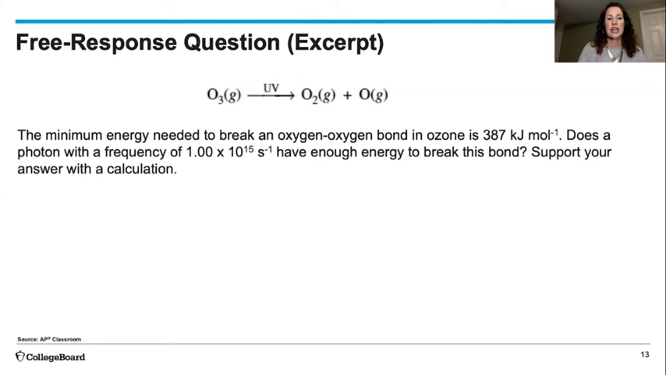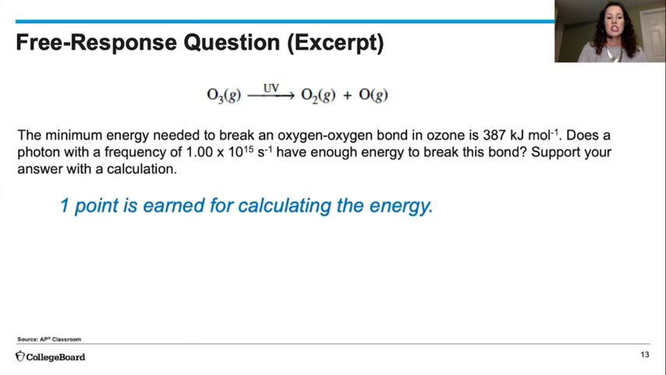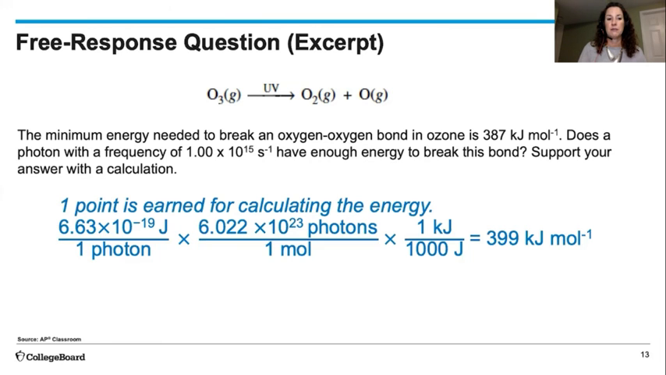The next part is giving me the minimum energy needed to break an oxygen-oxygen bond in ozone, which is 387 kilojoules per mole. And it asks me, does a photon with a frequency of 1 times 10 to the 15th hertz have enough energy to break this bond? Support your answer with a calculation. So I first earn 1 point for calculating the energy from my frequency that's given. So I know that on the previous part of this problem, I calculated 6.63 times 10 to the negative 19th joules per photon.